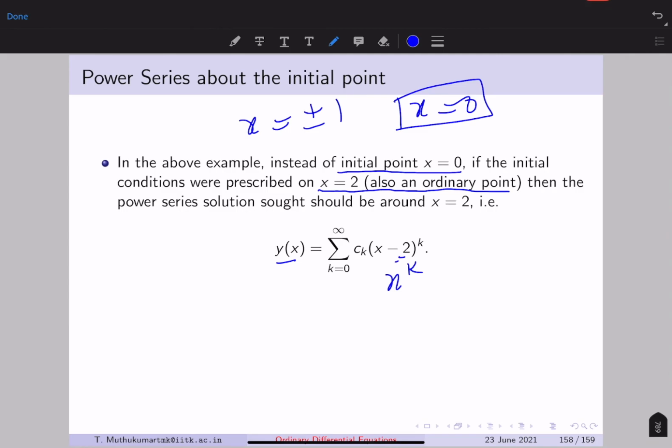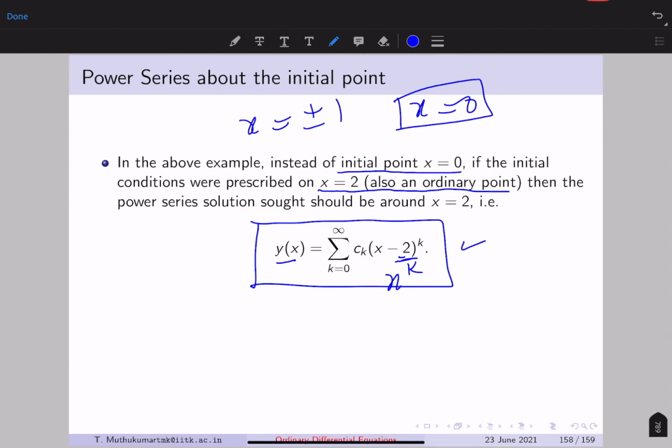Now you can always ask why I am not doing it at other points. You can do it at other points. So instead of x equal to 0, if you want to do it at x equal to 2 or some other ordinary point, then you have to start with the power series around that point. Okay, and then you can go ahead the way we have done. You will get a solution similarly as a linear combination of two linearly independent solutions.